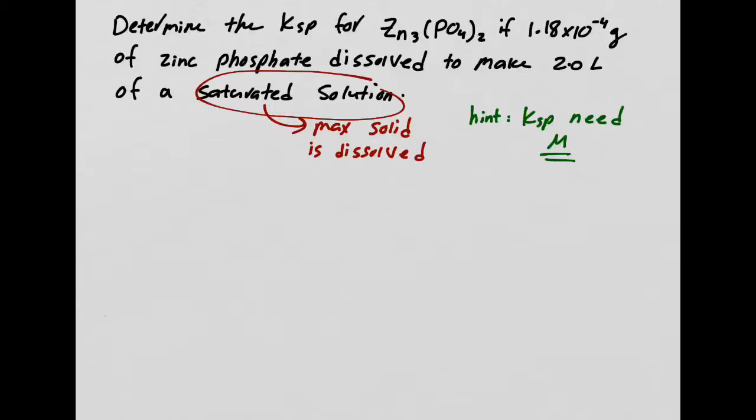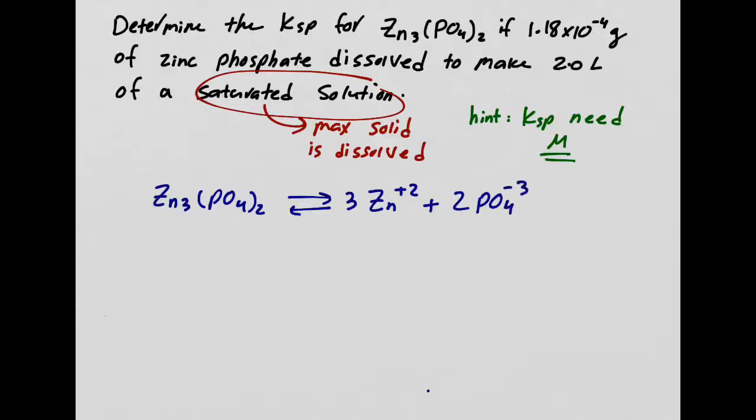All right, so hopefully this is what you did. You go zinc phosphate. Here's my equilibrium. Some of it, probably not much, will break up into 3 zinc ions and 2 phosphate ions. And hopefully you went, okay, Ksp is equal to the concentration of the zinc ion to the power of 3 times the concentration of phosphate to the power of 2. Now remember, this is solid, right? This is not part of the equilibrium.